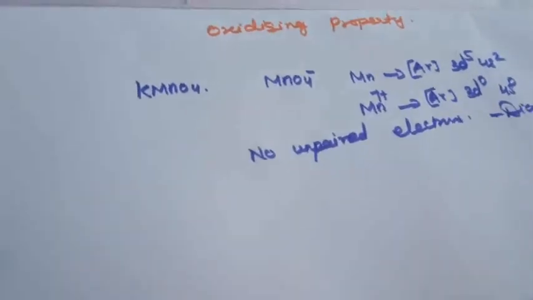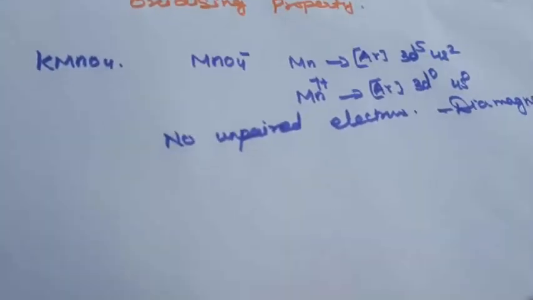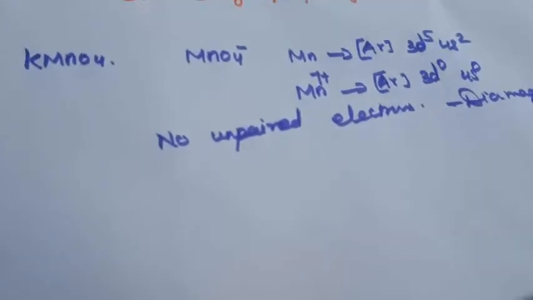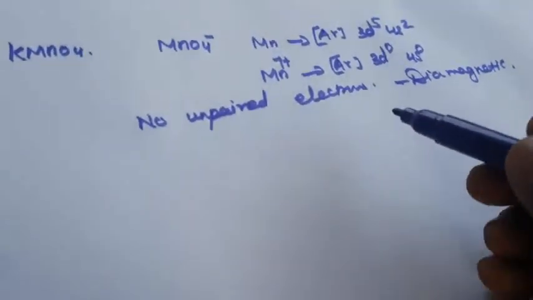No unpaired electron, it is diamagnetic. So that is the charge. But how is it that it exhibits different oxidation states? So how is it possible? The charge is transferred to the transition.